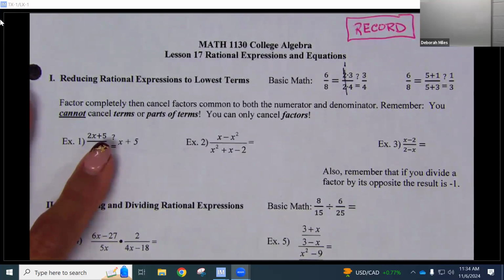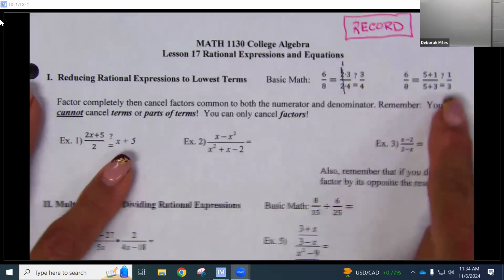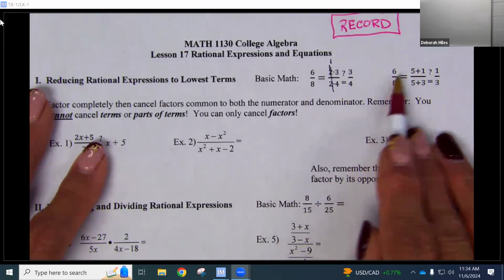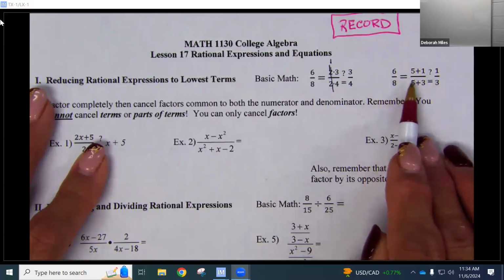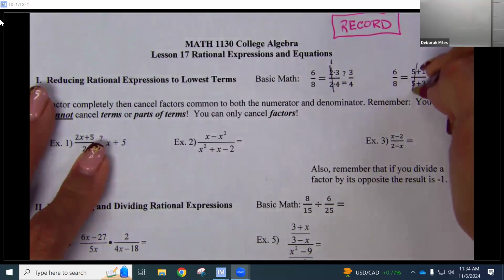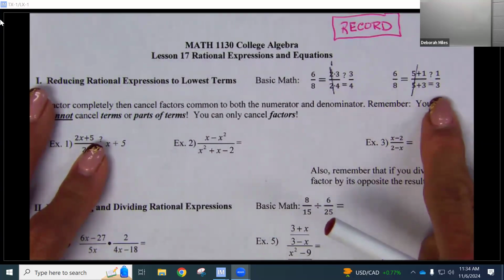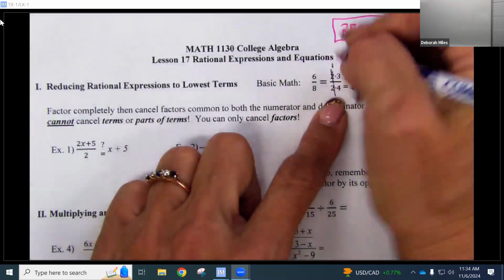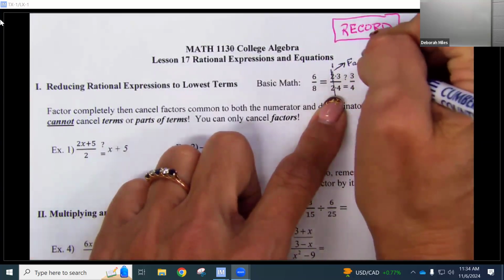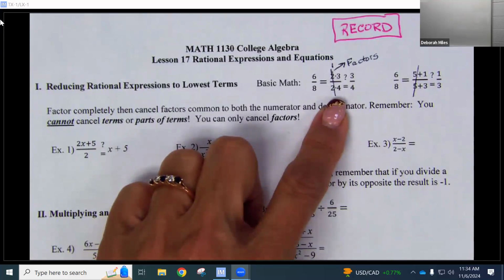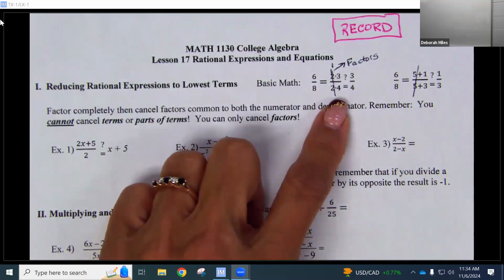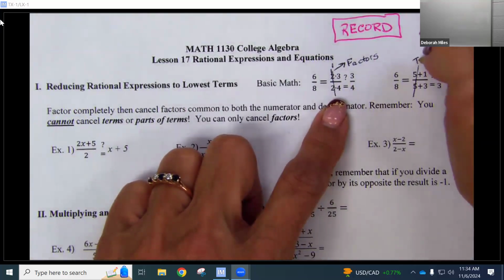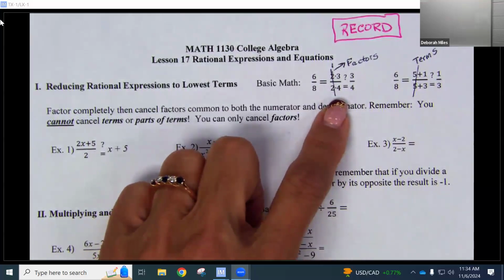All right, tell me what the difference is between my canceling here and what I'm about to say. What if I said, well, I can write the 6 as 5 plus 1 and the 8 as 5 plus 3 and then cancel the 5s, and 6/8 is just 1/3. That's the difference, Isaac. These 2's are the factors. I can cancel factors. Factors are held together by multiplication. But I cannot ever, in basic math or in algebra, cancel terms or parts of terms, things that are added.